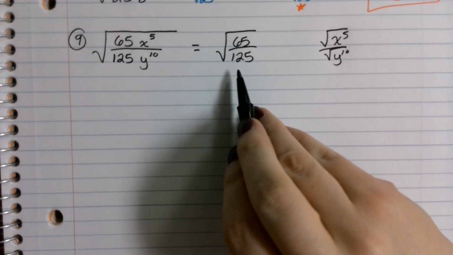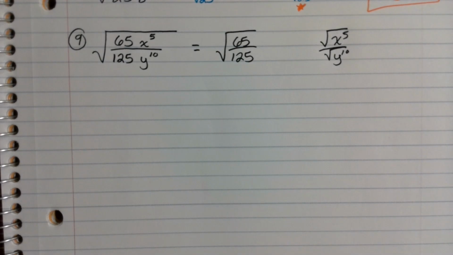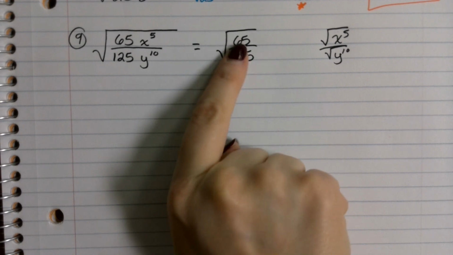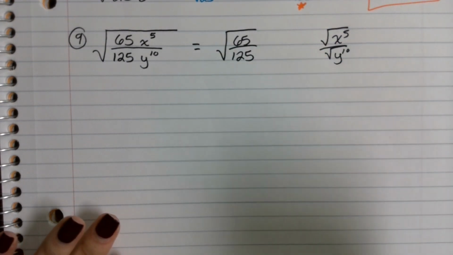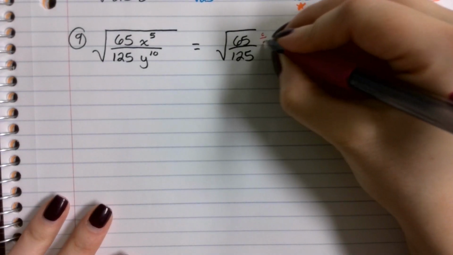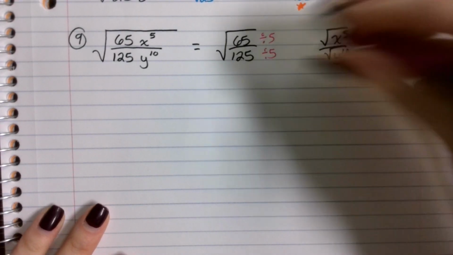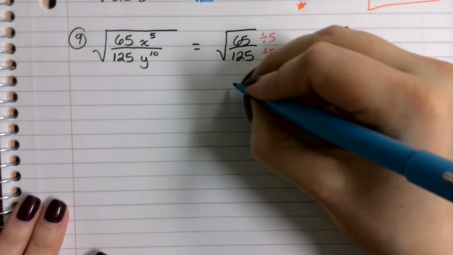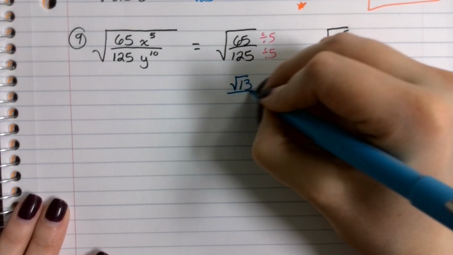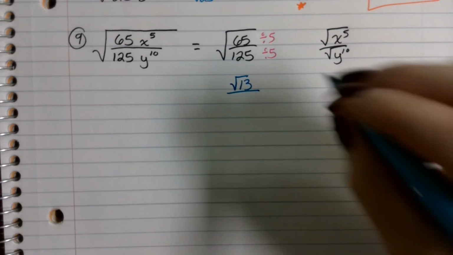First things first, is 125 perfect? No. 125 is not a perfect square. So check to see if you can simplify it. What would both of these be divisible by? 5. They are both divisible by 5. What's 65 divided by 5? 13. What's 125 divided by 5? 25.